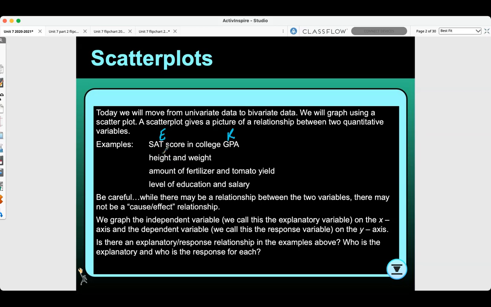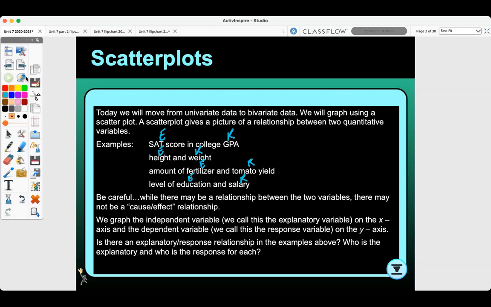Height and weight. This could be the explanatory variable, and this the response variable. Amount of fertilizer and tomato yield. The explanatory variable would be the amount of fertilizer. Tomato yield would be response. And level of education and salary. Our explanatory variable would be the level of education. Our response variable would be salary.